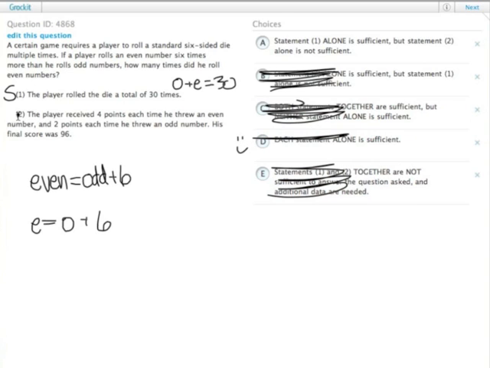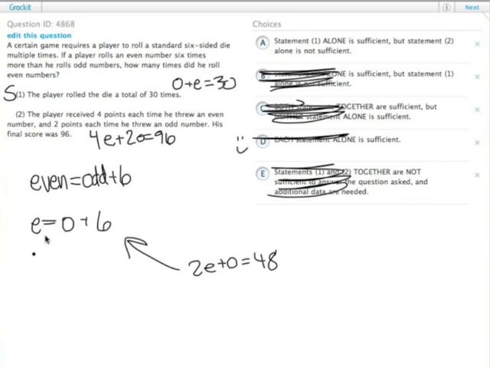I'm very sorry. Statement 2, we find out that the player received 4 points for each time he got an even number and 2 points for each time he got an odd number for a final score of 96. So 4 times the number of even rolls plus 2 times the number of odd rolls equaled that score of 96. Here we have another distinct linear equation. We divide the whole thing by 2 and we get 2E plus O equals 48, just to show that it's not actually going to come out to be the same as this thing here.